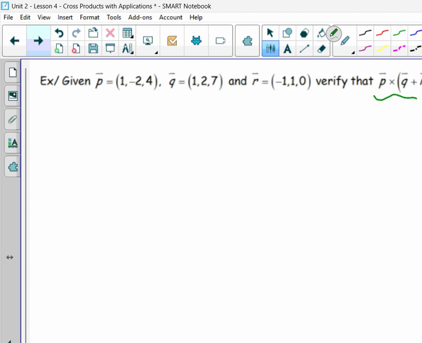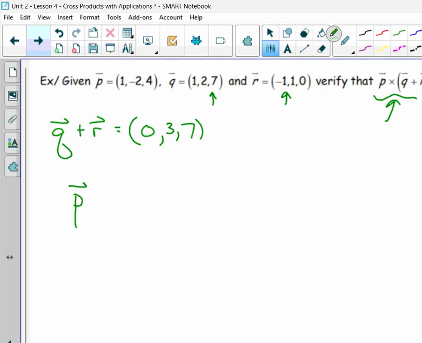So let's work left side and right side. So on the left side, what would I do first? Well, first of all, I have you guys pause it and try it. But if I was working on this, BEDMAS says I do the brackets first. So can I add Q and R? Yeah, sure I can. If I add my components, I get 0, 3 and 7. Make sure you're using Q and R. That's going to be the trick to this question.